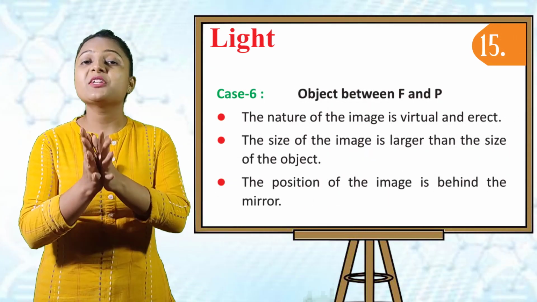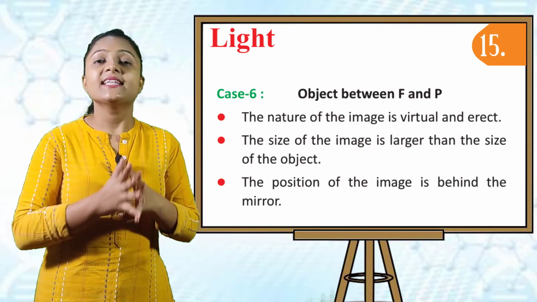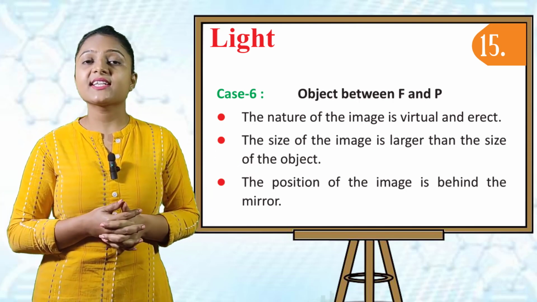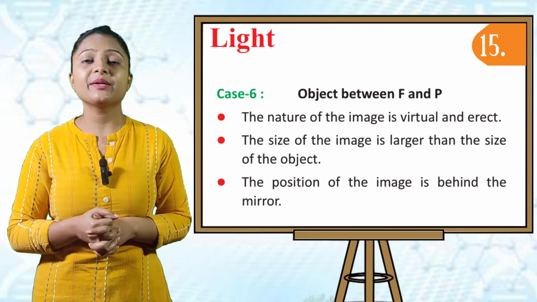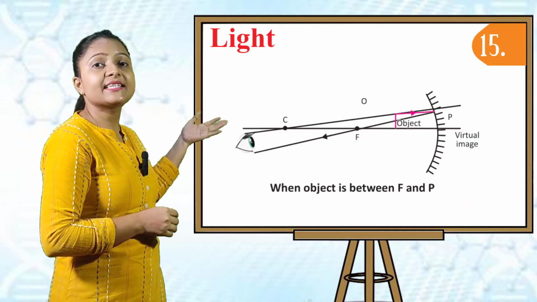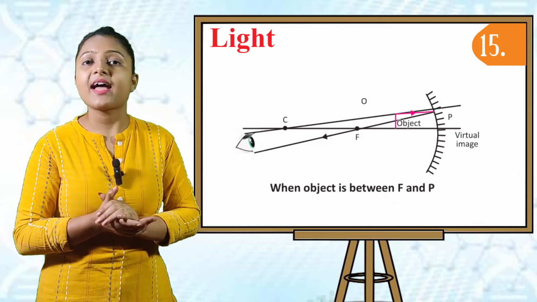Case 6, object between F and P. The nature of the image is virtual and direct. The size of the image is larger than the size of the object. The position of the image is behind the mirror. Here is the ray diagram for case 6 when object is between F and P.